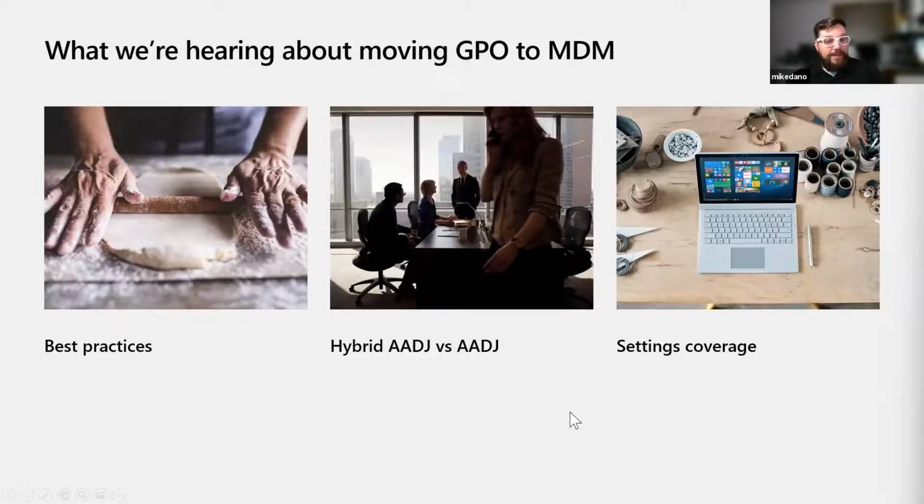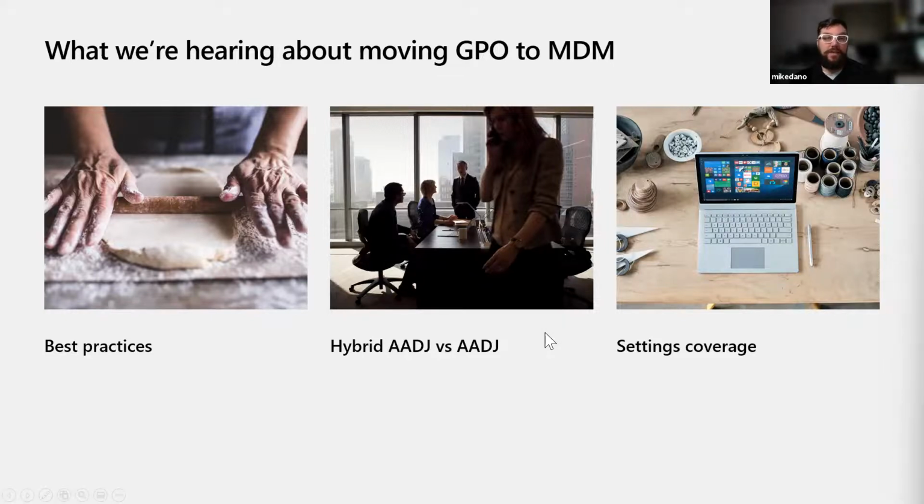GP Analytics is a great tool where you can upload your group policy objects and it analyzes them to show you what's supported in MDM. It's not the end. There's a private preview right now to migrate into a settings catalog policy, but that's not your last step. It is a tool where you can go back and analyze.